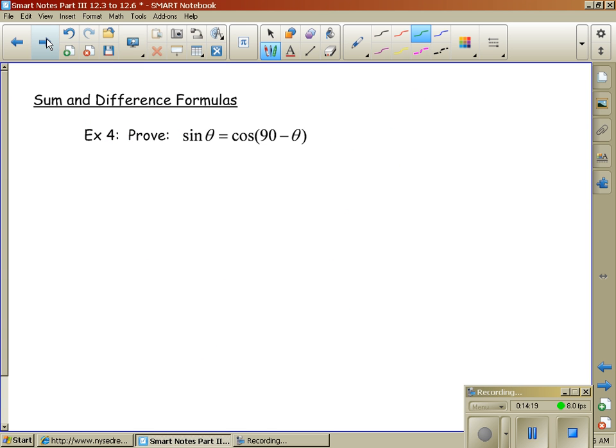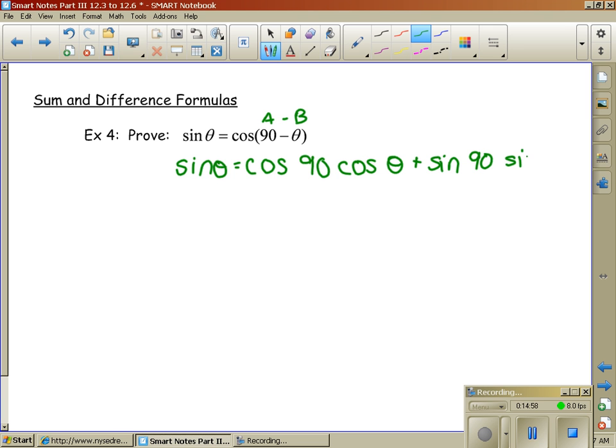Sometimes part of it will have an angle in it, such as 90. Okay? So we're going to leave this alone. We're going to use the sum and difference formula. So cosine A minus B. A is 90, B is theta. So go to your formula sheet, cosine A minus B. You get cosine A, well A is 90, cosine B, which is theta, plus sine A is 90, sine B. B is theta.